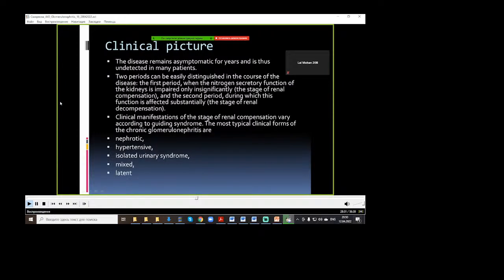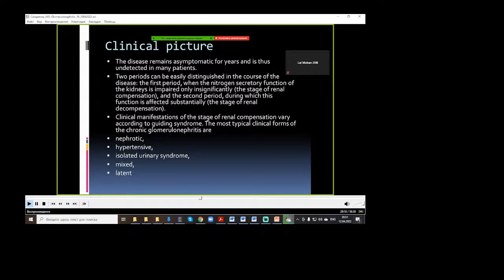Clinical picture of chronic glomerulonephritis. The disease remains asymptomatic for years and is thus undetected in many patients. Two periods can be easily distinguished in the course of the disease. The first period, when the nitrogen secretory function of the kidneys is impaired only insignificantly, is the stage of renal compensation, and the second period, during which the function is affected substantially, is called the stage of renal decompensation.